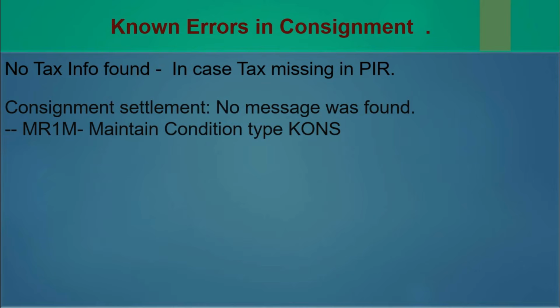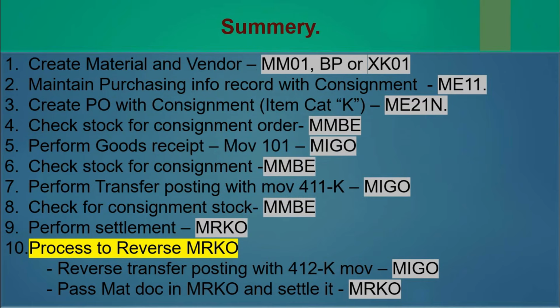Then what if you want to return any particular consignment. First, a summary of what we have seen today: we have seen all this today till point number 9. But in case you want to return or reverse the consignment, let's say that motorbike is faulty, or that particular product is faulty and the consumer returns it to you and you want to return it to the vendor. What you can do in that case is just do a reverse transfer posting for that particular material with movement type 412K and settle that document again through MRKO.